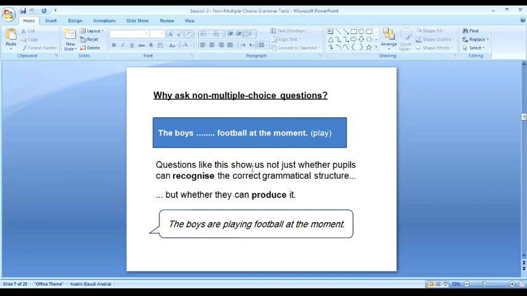Questions like this show us not just whether pupils can recognize the correct grammatical structure, but whether they can produce it or not. So it shows us whether our students are able to produce these language structures or not. So, the boys are playing football at the moment. I think this is the present continuous because we have an adverb of the present continuous, at the moment.